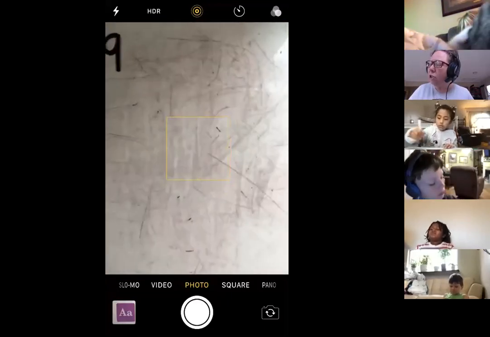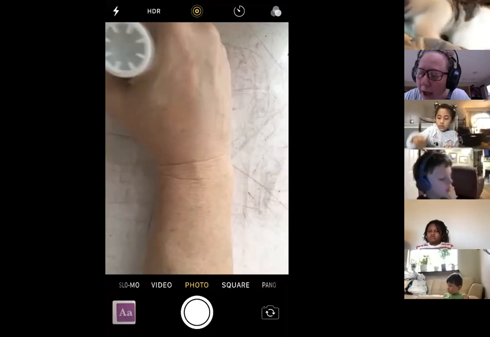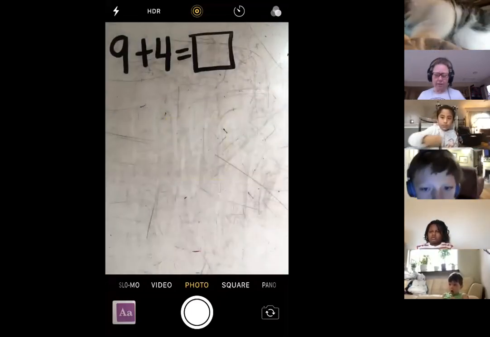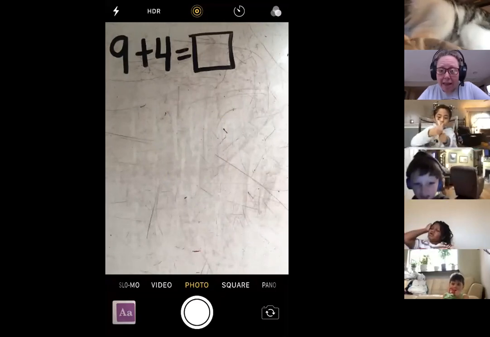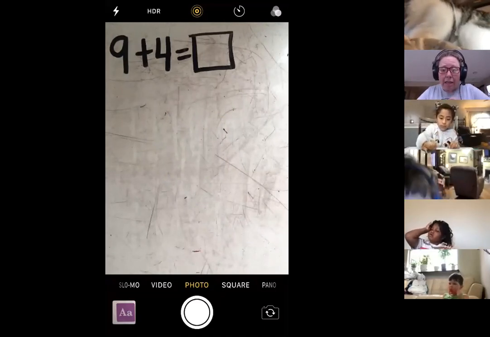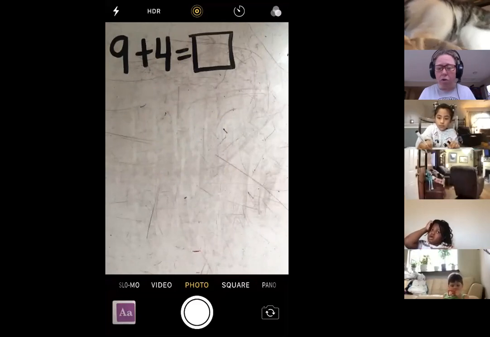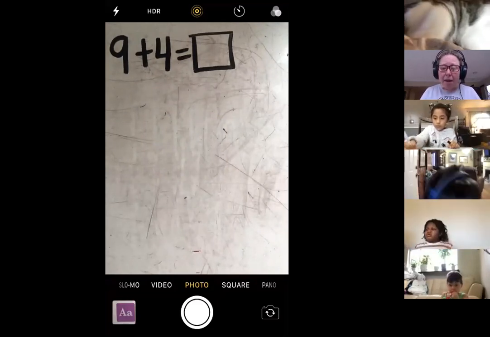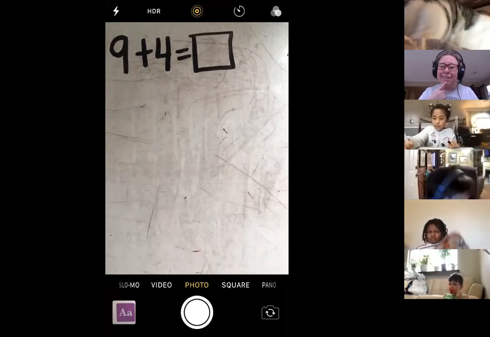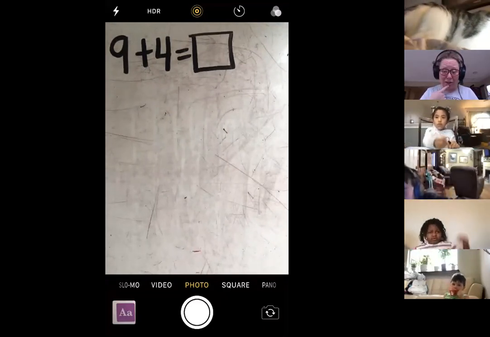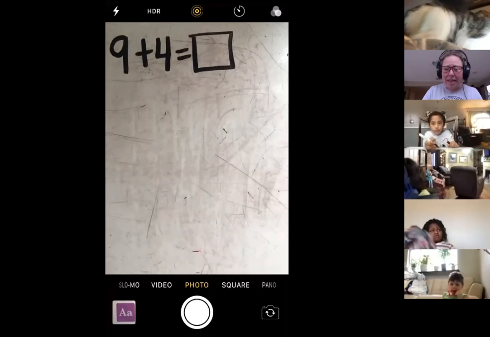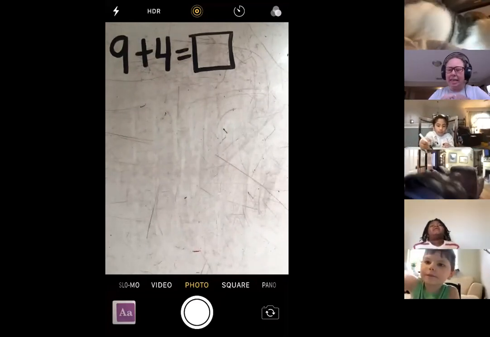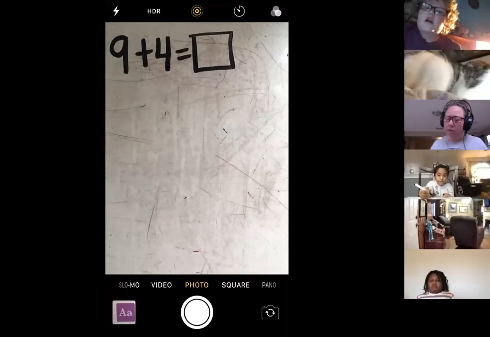And then I want you to use whatever strategy you like to solve it. You can use the drawing strategy, you can use part, whole, you can use a number line, you can use make 10 if you like. But I need everybody to mute yourself while you're working so you don't accidentally say the answer out, okay? All right, 9 plus 4 equals blank. Yes, Ian, I see your hand up. Go ahead, sweetheart.